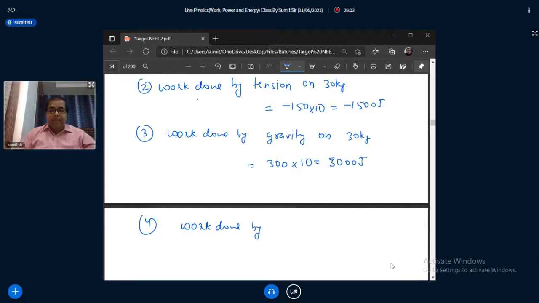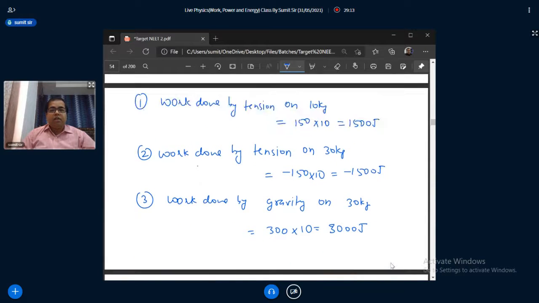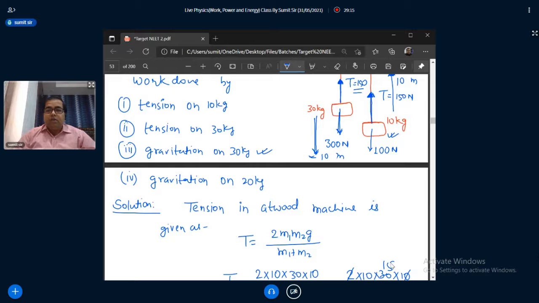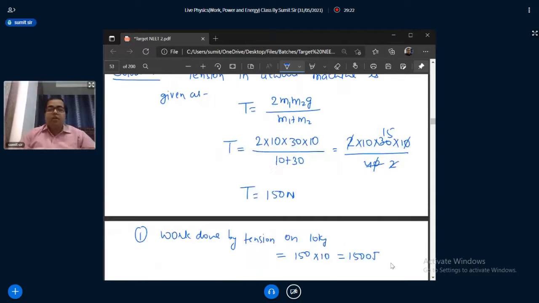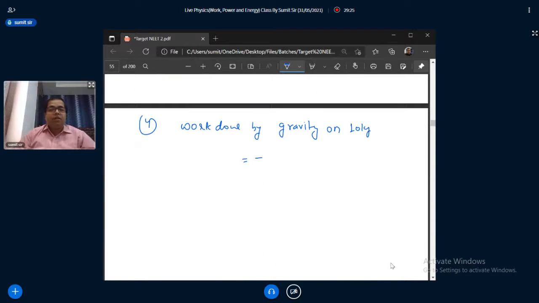work done by gravity on 10 kg. So the force, you can see here, the force is this 100 Newton and the displacement is upward. So both are in opposite direction. So work done will be negative, and minus 100 is the force and displacement is 10. So this is minus 1000 joule is the answer. So this is how we calculate.